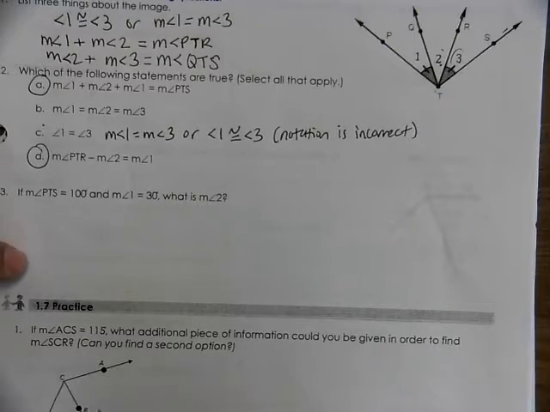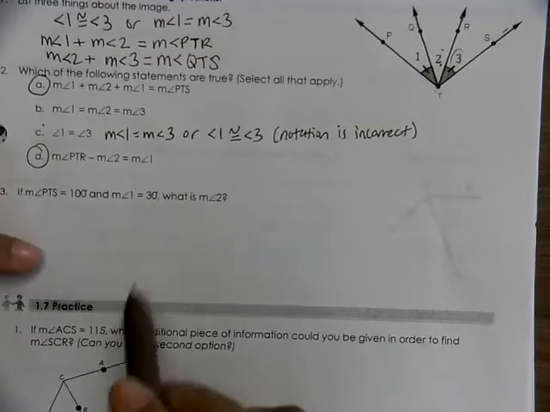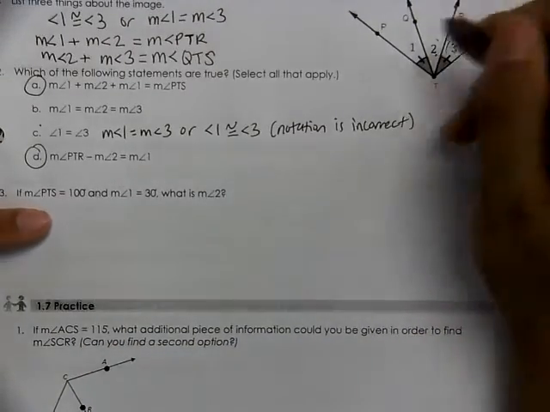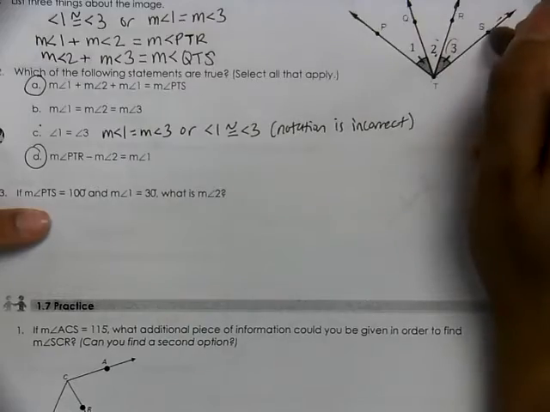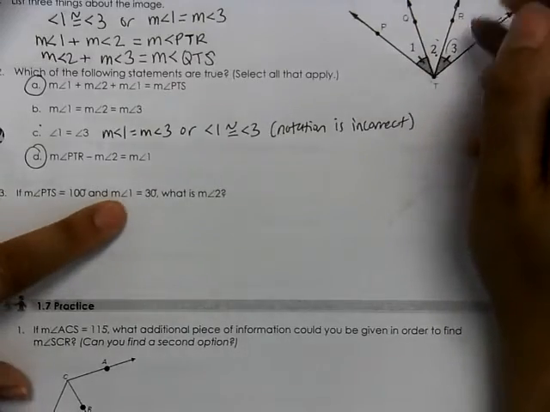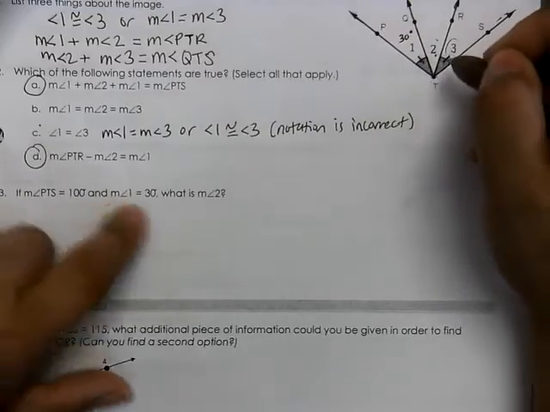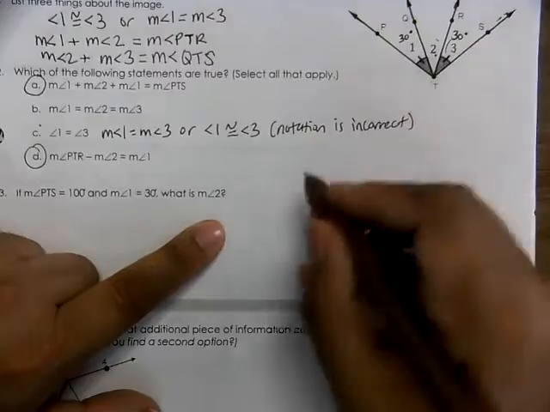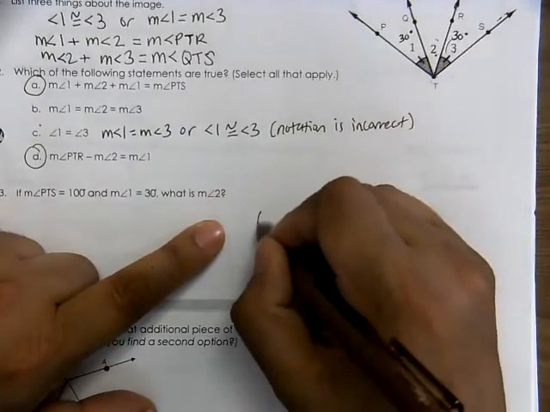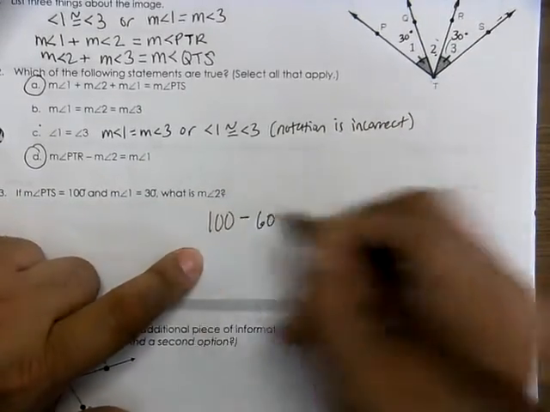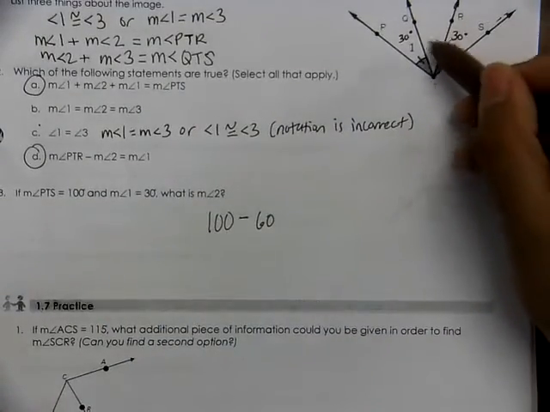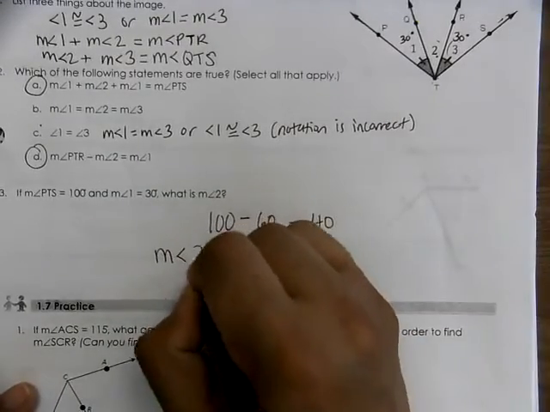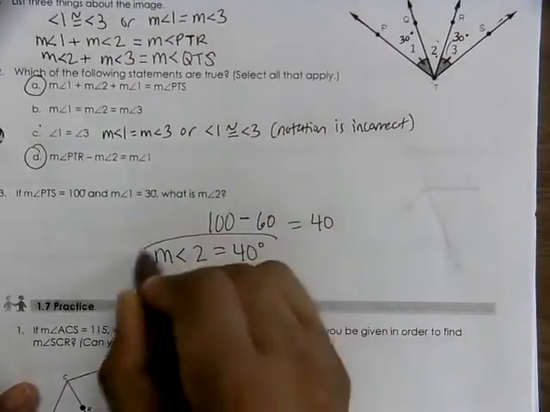Here's another example using the same kind of postulate. We're just applying the same idea, looking at the diagram. It says if angle PTS, this entire angle here, is 100 degrees, and measure of angle 1 is 30 degrees. I'm going to go ahead and label it there. Remember that measure of angle 3 is also 30 degrees. So if I have 30 and 30, that would be 60 degrees. And I want to subtract that from 100, so I can figure out the measure of angle 2. So 100 minus 60 would be 40, so the measure of angle 2 would be 40 degrees.